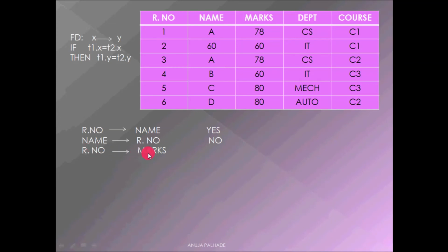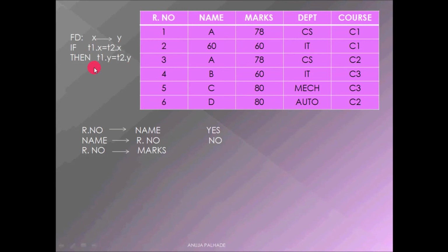Now what about this? Roll number determines marks. By closing your eyes, you can say yes, it is functionally dependent, because on the determinant side no matching case will happen, and we do not have to bother about the y in this case. Marks is y here. So this is functionally dependent. No matching case is here.